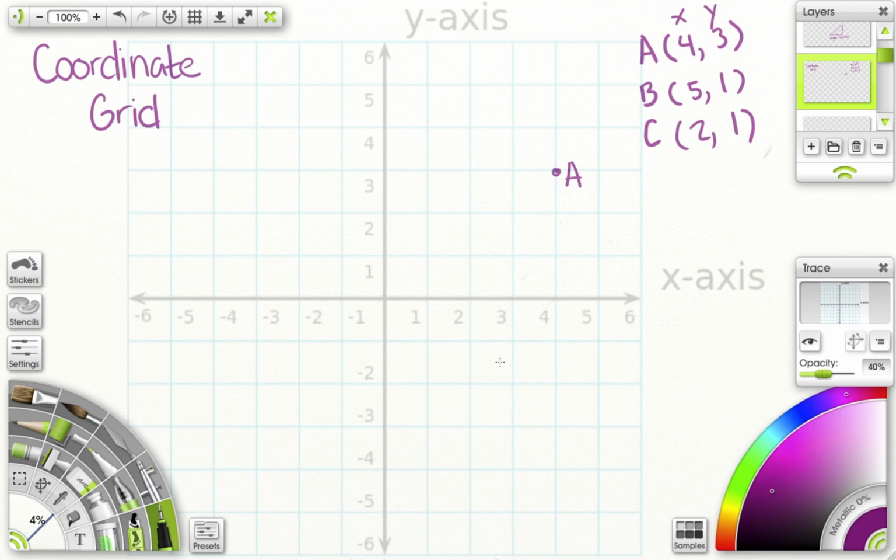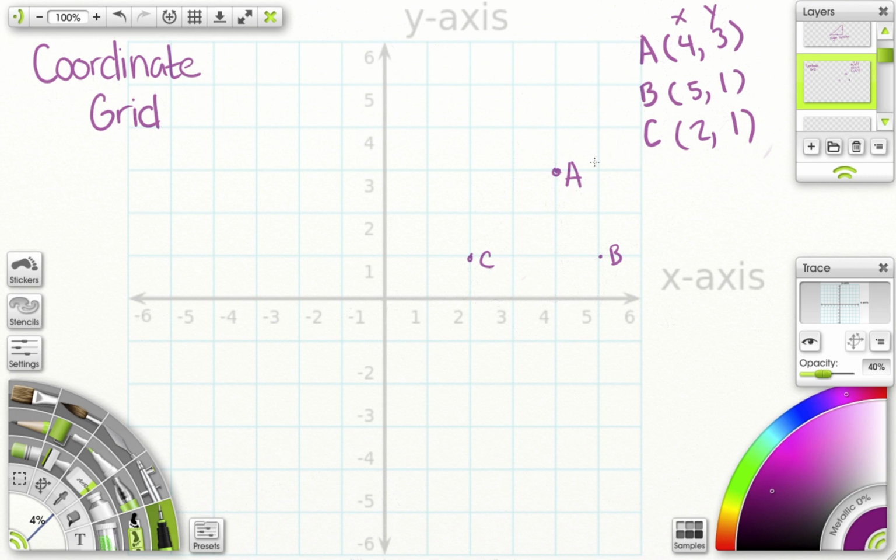B is 5, 1. So I start at my origin. First of all, I go across my x-axis, so I'm going to the right 5 spaces because it's a positive number. So 1, 2, 3, 4, 5. And I go up 1 because my y-axis is on 1. And that's my B. Next I have C, which is on 2, 1. So I go 1, 2 spots to the right and 1 spot up. And that is my C.